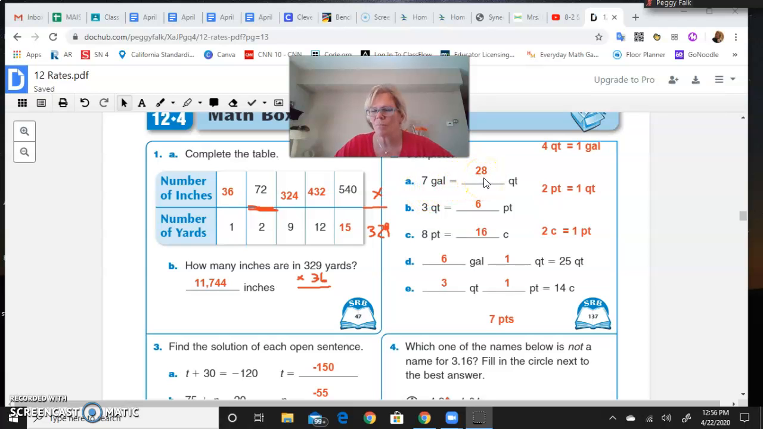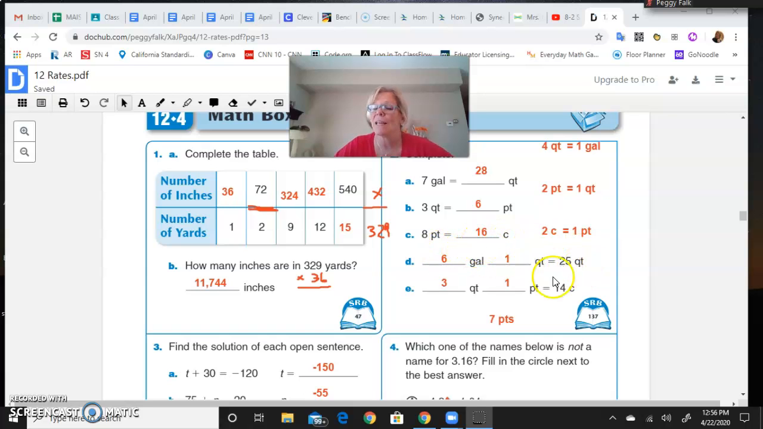Okay, there are 2 pints, a pint of milk. Think when you go to lunch at school and you get a pint of milk. There are 2 pints in a quart. So if there are 3 quarts times 2 pints in a quart, you'd get 6 pints. Now we're doing cups, like you have a little cup. There are 2 of those in 1 pint. So if there's 8 pints times 2 cups in a pint, 8 times 2 is 16.